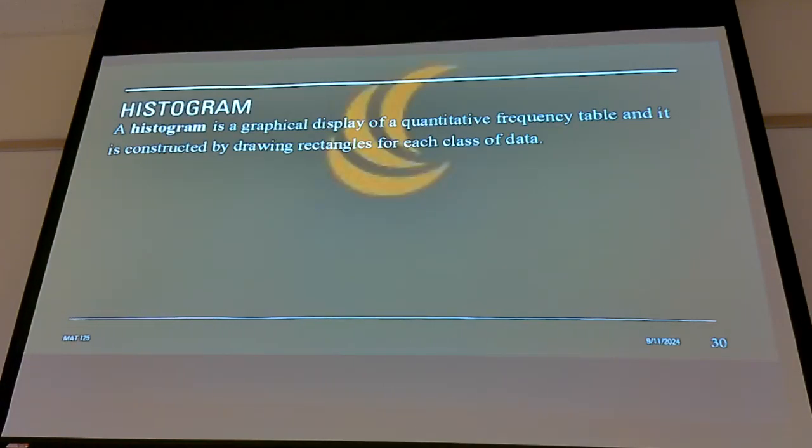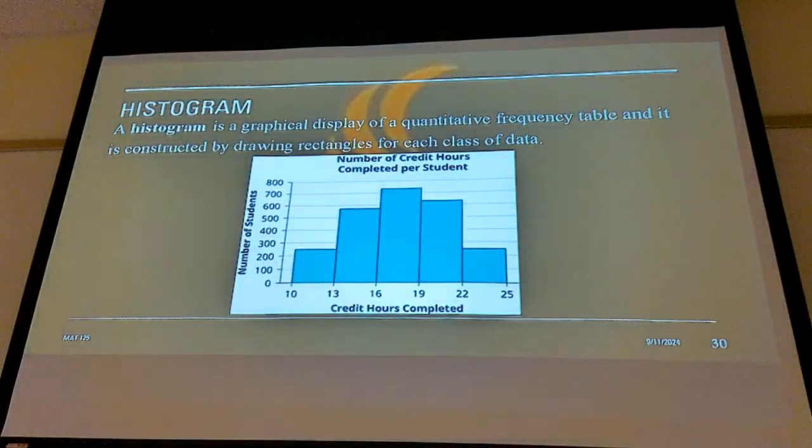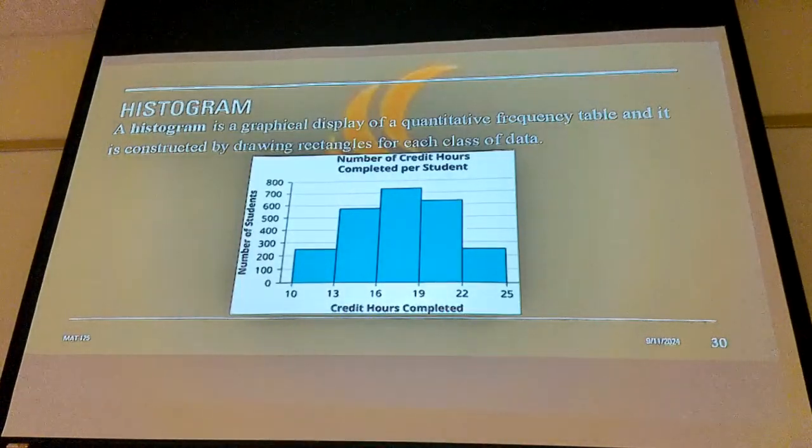And your bars are also going to represent classes, right? So if you notice, 10 to 13, that's the first class. That's why you connect in a histogram. So it starts at the lower class limit, ends at the upper class limit. Next bar would start at the lower class limit, which is the upper class limit of the previous, to its upper class limit, and so on and so forth.